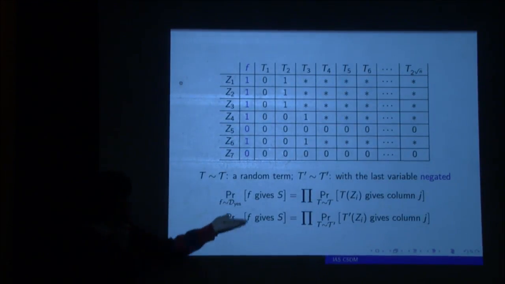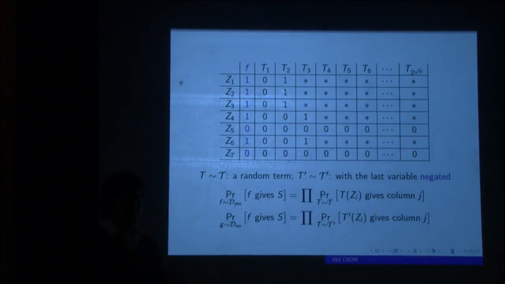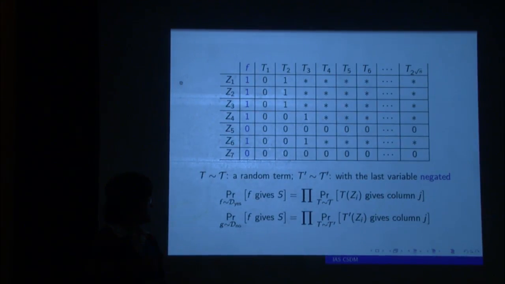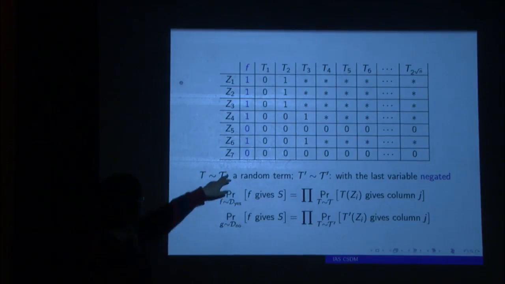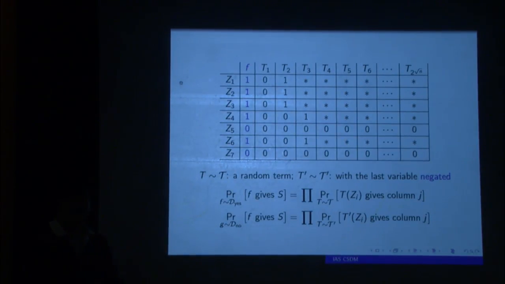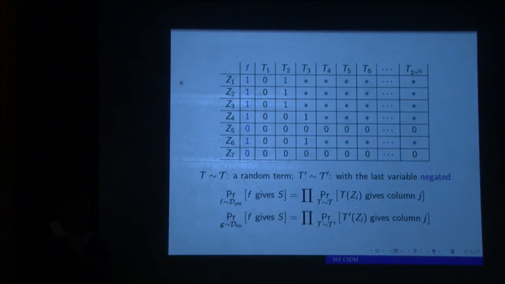Now, if you have these two quantities that we're interested in, they're just products, because the columns are all independent. The terms are all independent. That's the thing that I think is nice, because if you do the Bellare-Blaze way, they're not really independent. So let's use Talagrand T as the distribution where you draw a random monotone term, over variables where everything is monotone. And this is the distribution where everything is the same, but you flip the last variable.